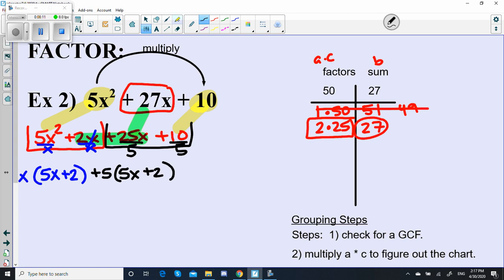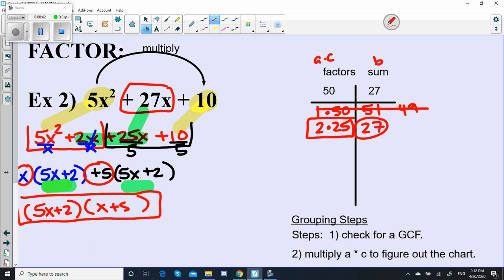I hope you notice that these match. This one and this one match. 5x plus 2 and 5x plus 2. When you get that matching factor on the inside, that means you're right. So you'll write that one down as one of the factors, 5x plus 2. And then the other factor will come from the two GCFs that you divided out. So x plus 5. And this is my answer.